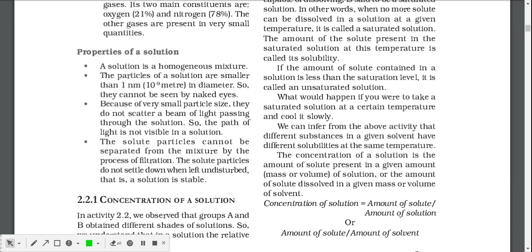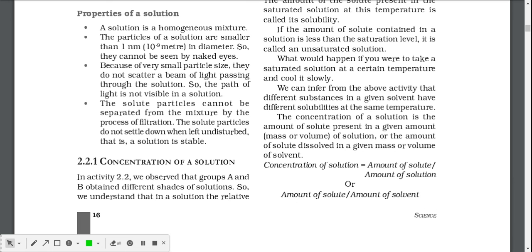You have to use a microscope in order to see that. Because of their very small particle size they do not scatter a beam of light. They just allow the light to pass through the solution, so the path of light is not visible in the solution, right?